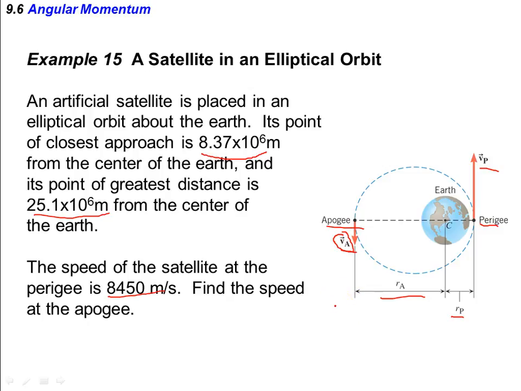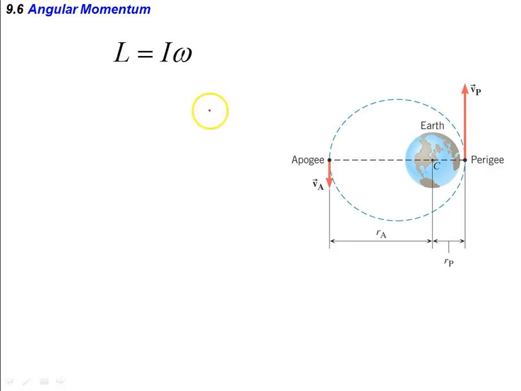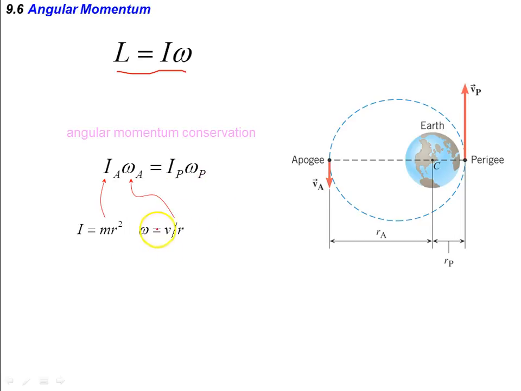Well, knowing that our angular momentum has to be constant, we can use that conservation principle. Knowing that angular momentum is I times omega, we can say that it's going to be conserved. So IA omega A is going to equal IP omega P. Well, we know that this I here is just m r squared, and omega is just V divided by R, R being the radius or the distance from the center. So we substitute those in, and we're left with this expression here.